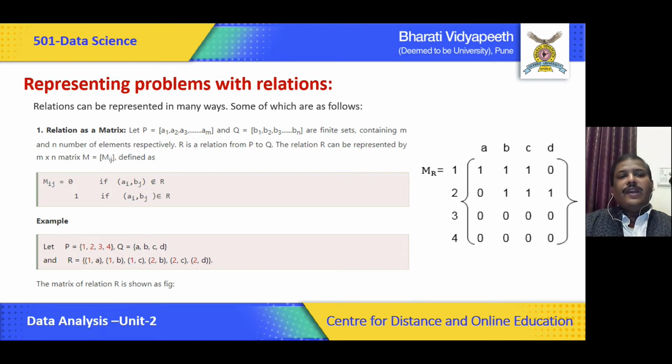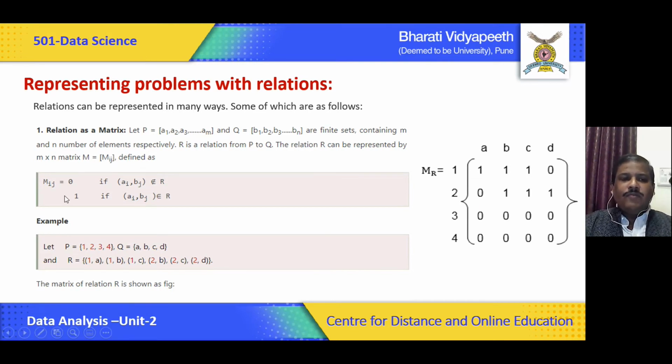They contain m and n number of elements respectively. R is a relation from P to Q. Now, how do we establish this relation? You can see here, the relation R can be represented by an M into N matrix, as I told you in the beginning. We can represent each and every value by using the matrix entry Mij, which defines the positions.